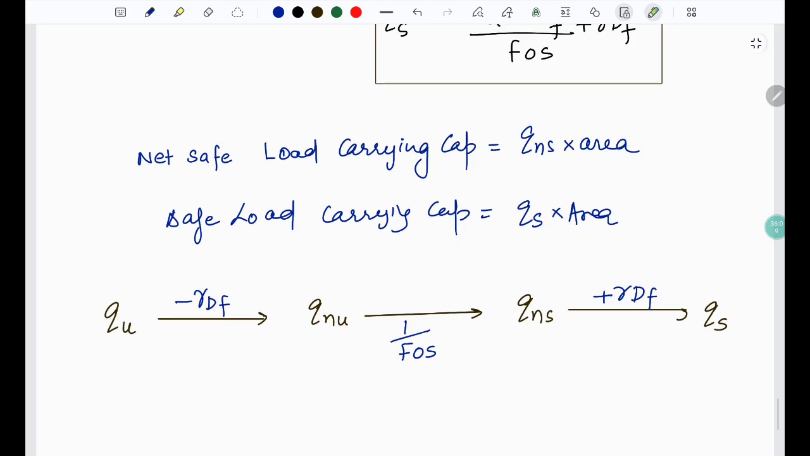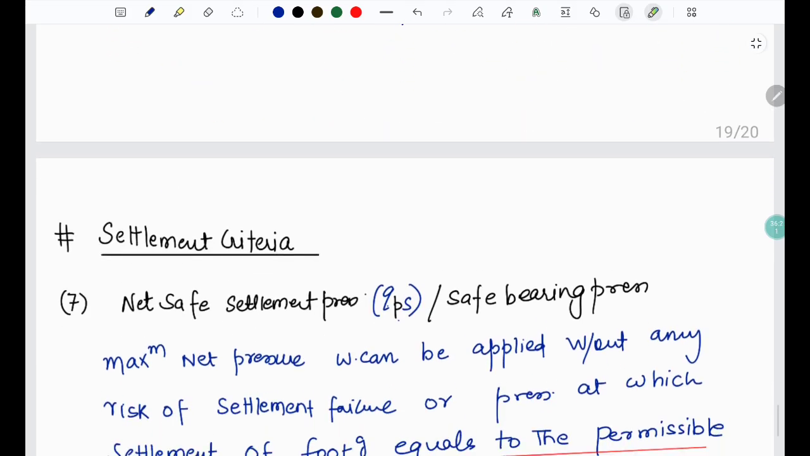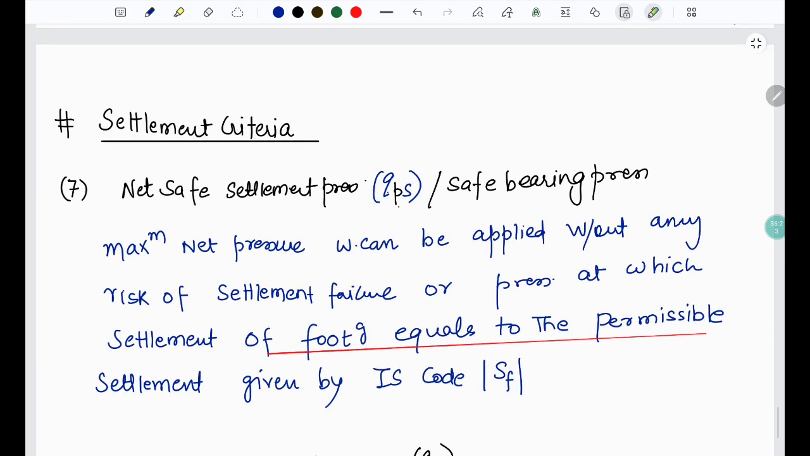You have the ultimate bearing capacity, you will subtract gamma D_f, and then you will get net ultimate. You will divide it by a factor of safety. You will get net safe bearing capacity. If you add gamma D_f, you get safe bearing capacity. Then till now we had the shear criteria. Next we move on to the settlement criteria.